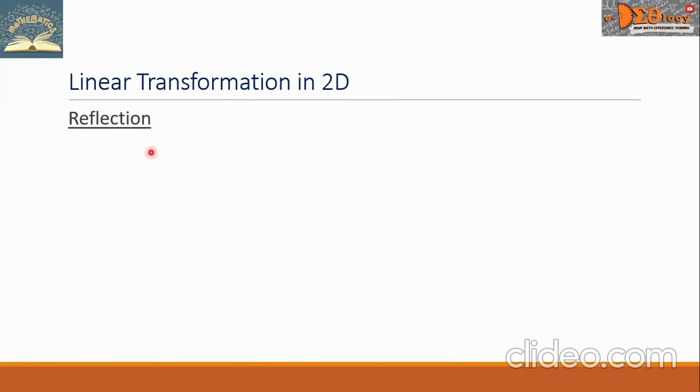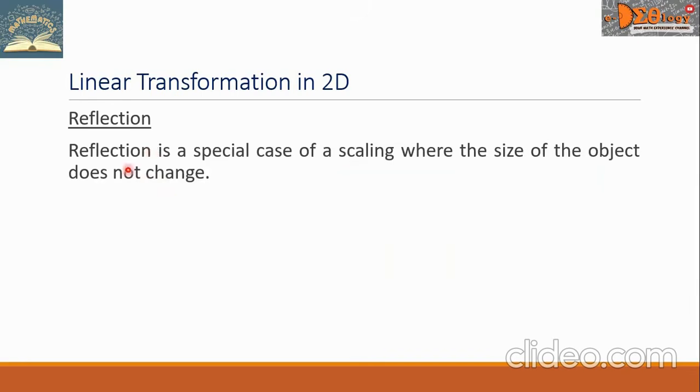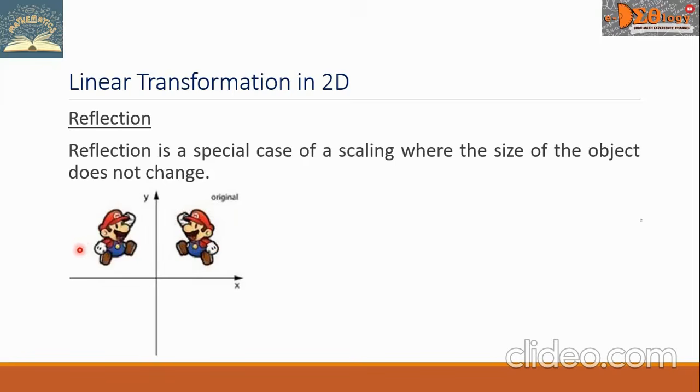Let us now discuss reflection. Reflection is a special case of scaling where the size of the object does not change. For example, we have one picture in the first quadrant. This is the original picture. The reflection of this picture in the second quadrant will be like this. The reflection of this original picture in the third quadrant is like this. And the reflection of this original picture in the fourth quadrant will be like this.